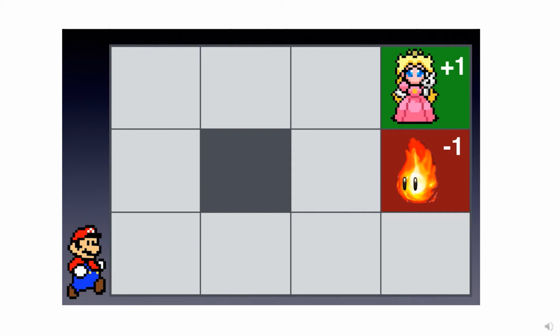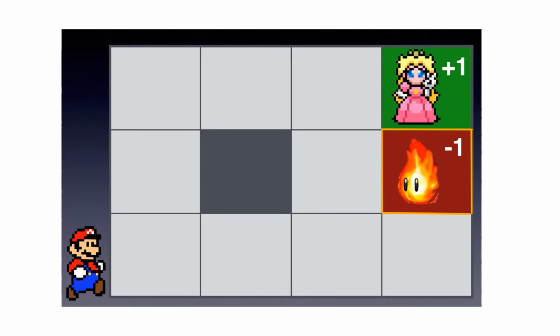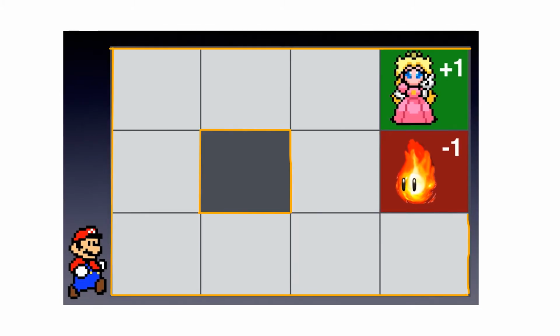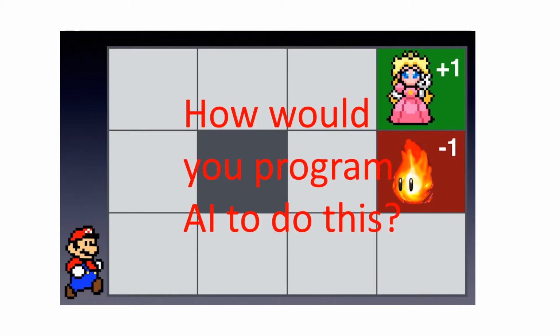Let's say you've been asked a question about a certain video game. The map is on the screen. Here are the rules of the game. You're trying to rescue Princess Peach. If you fall in the fire pit, you die, and if you run into a wall, you stay where you are. Here is the question. How would you program an AI to do this?